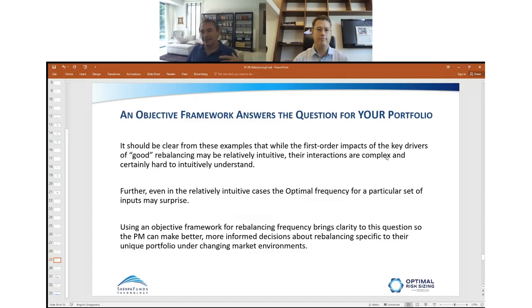So the takeaway from all this is that the way to come up with the best rebalancing frequency, which is the output of this, is to have some sort of objective framework in which you key in the characteristics of your portfolio and you run the analysis in an objective manner. It has to match your intuition in certain first order effects, but it's going to give you much better ideas of where things cross over and what the right answers are.